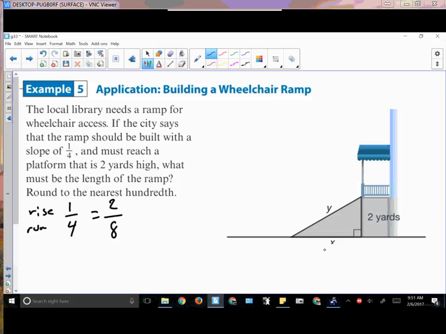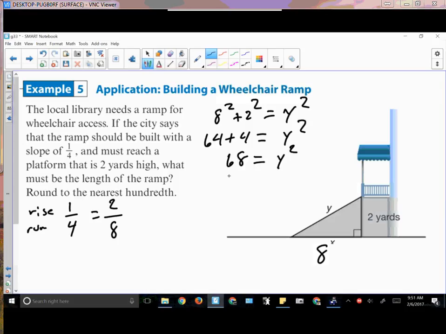Okay. So we know that this has to be 8. Well, that means that I end up having 8 squared plus 2 squared is equal to y squared. So that'll be 64 plus 4 is equal to y squared. So I got 68 is equal to y squared. So I got to find the square root of 68 is equal to y. Yes? Now, if I actually would go through and read the instructions, do I have to write this in simplified radical form?